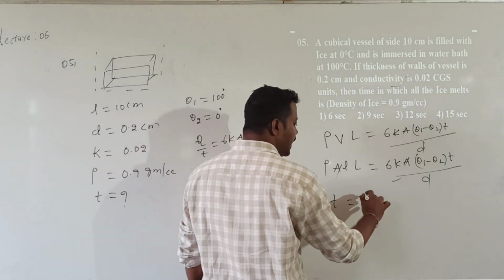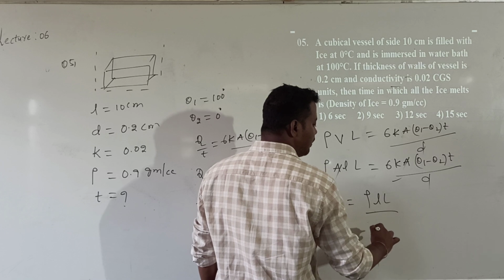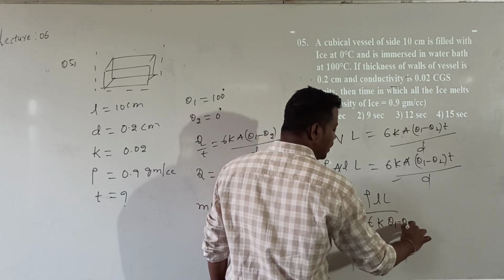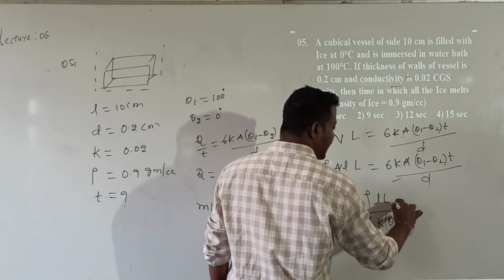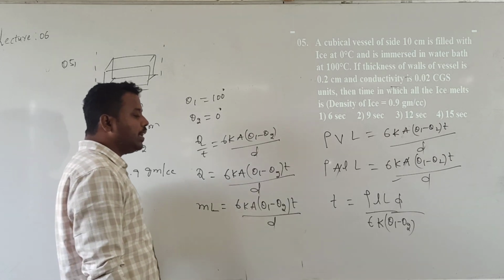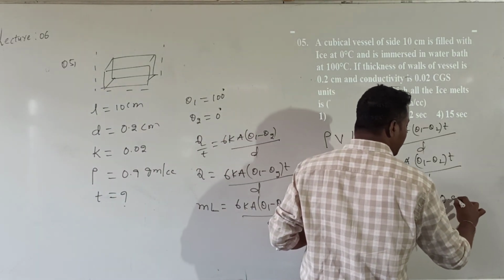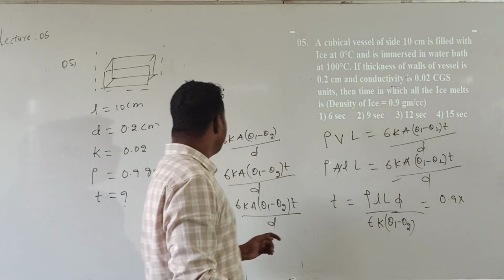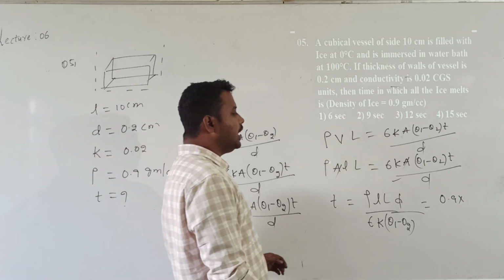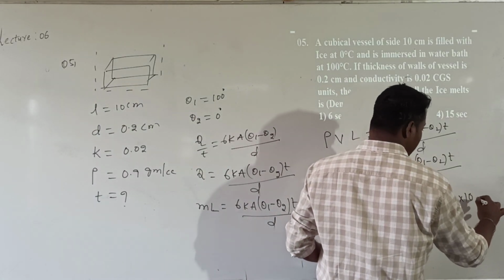Time taken, how can I calculate? Which is given by rho into L into capital L divided by 6 into K into theta 1 minus theta 2, into D. Correct? So T value, that is the time taken. Can I substitute the values? Density is given as 0.9. All units are given in CGS system only. So our density is 0.9. L value, L is the length value, 10 centimeters.